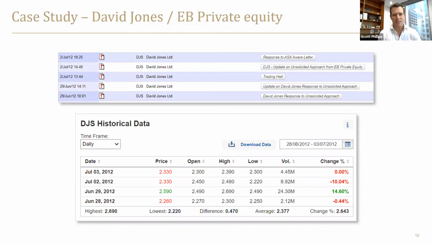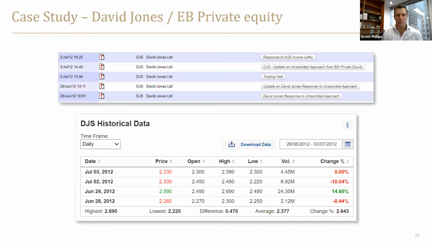The market was obviously up 15% during the course of the day. You can imagine people down at David Jones were not feeling particularly happy with themselves. There was more inquiry. The next day they go into trading halt and then put out an announcement where they say who the bidder was, that it was EB Private Equity. The stock crashes as everyone realizes that this is a sham bid, or at least a bid that seems extremely unlikely to be genuine. And in the wash-up, there were no regulatory or other consequences for David Jones.